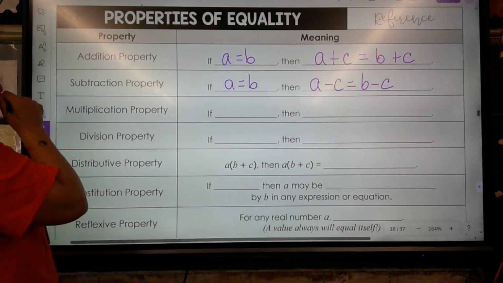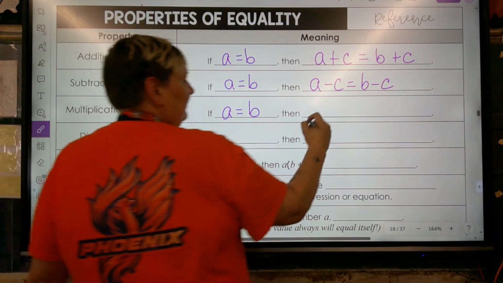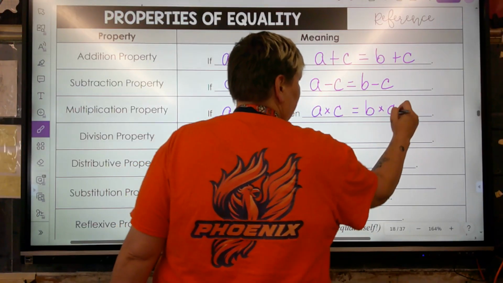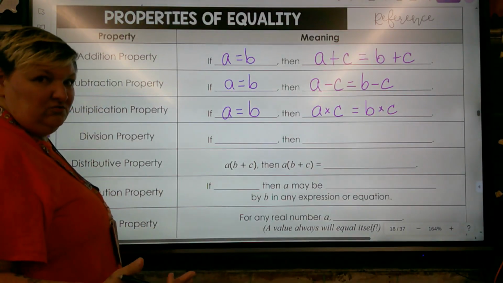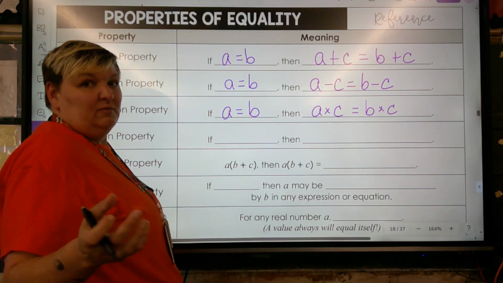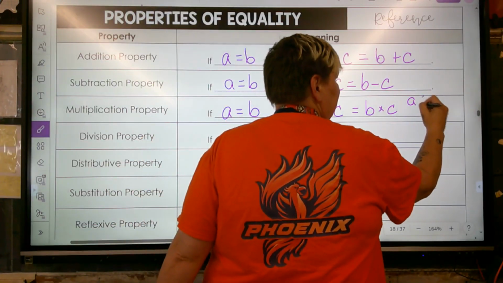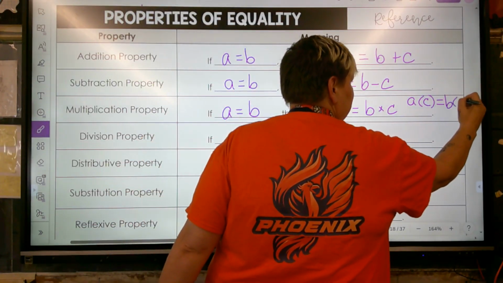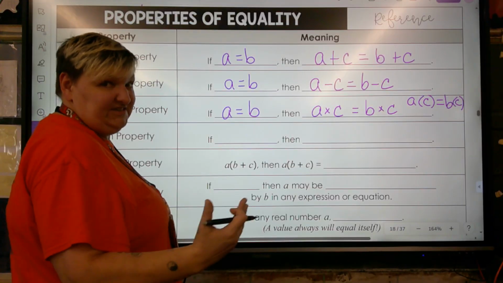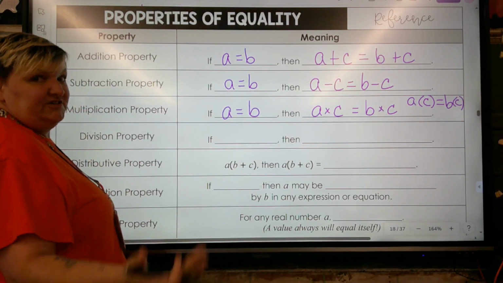Alright, multiplication property, same thing. If you have an equation, then A times C equals B times C. You can multiply both sides and it still stays equal. And I probably shouldn't use the X for my multiplication, but I wanted you to be able to see it. If I use the dot, you might not be able to see it. I could have used the parentheses, A times C equals B times C. That way I didn't have to use the X. I just wanted you to be able to see it. So again, you can multiply both sides by the same number and it changes nothing.